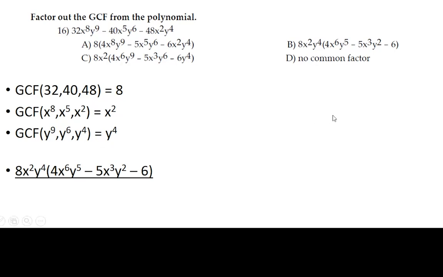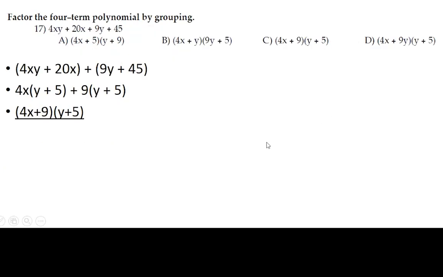Number 17. Factor the four-term polynomial by grouping. 4xy plus 20x plus 9y plus 45. So we group together the first two terms, 4xy plus 20x. Then since a plus is there, there's no cause for any extra worry. We can just group the second two as is. 9y plus 45.